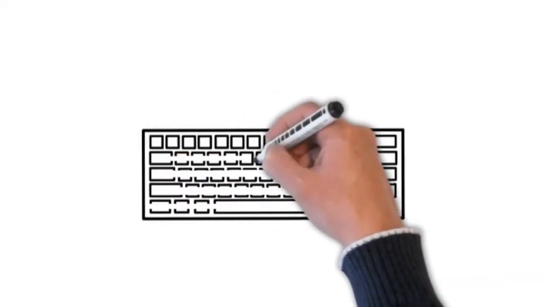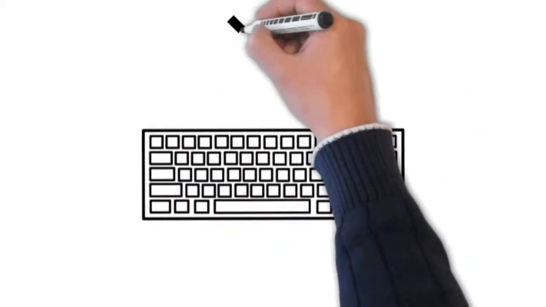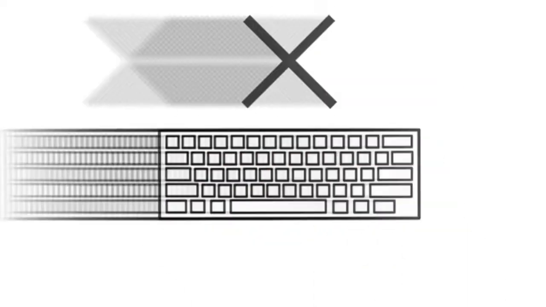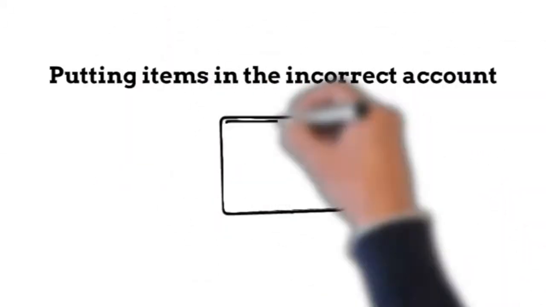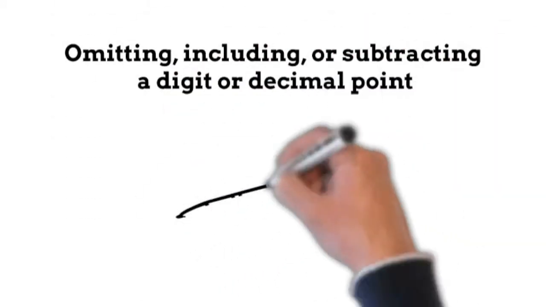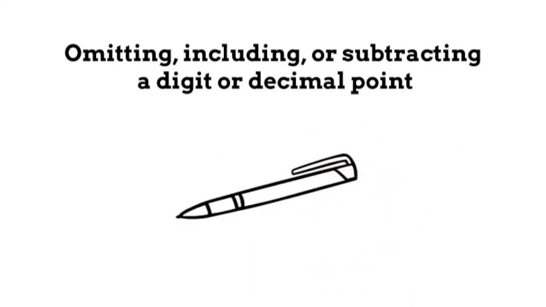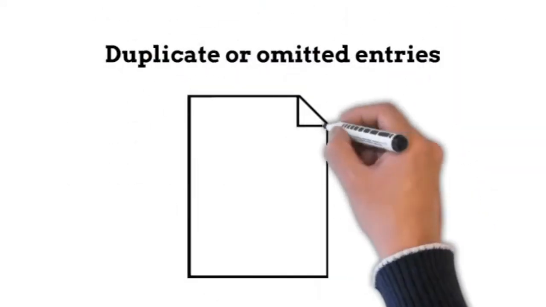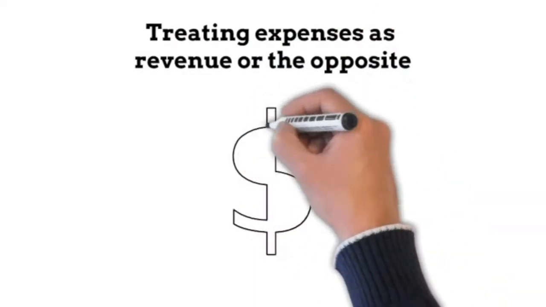Data entry mistakes. Errors in data entry occur when items are entered incorrectly in your accounting system. Data entry mistakes that are frequent include putting items in the incorrect account, reversing the numbers, omitting, including, or subtracting a digit or decimal point, duplicate or omitted entries, treating expenses as revenue or the opposite.